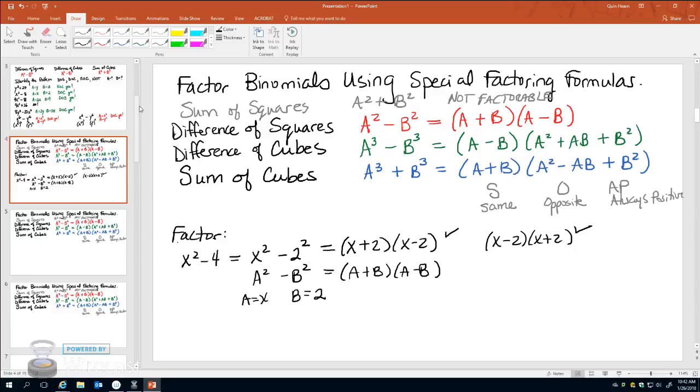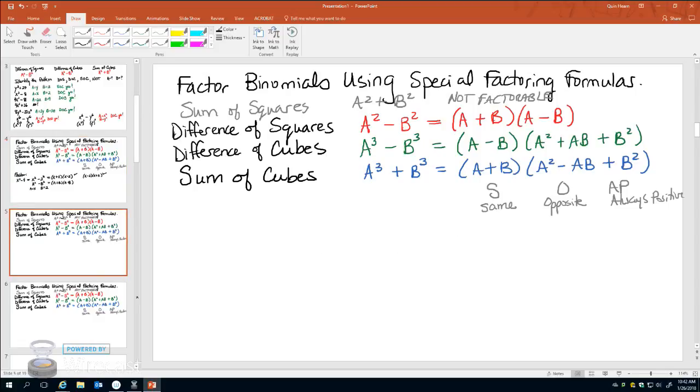Also want to remind you what factor means. When we factor something, we're writing it as a product. See how it's written as a product of two unknown numbers, x plus 2 times x minus 2. Okay. All right, let's look at another one.